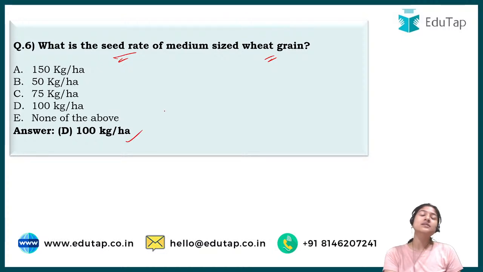This is the general condition when we are using the broadcasting method. At that time, 100 kg per hectare is needed. Broadcasting is the method in which you just scatter the seed in the field randomly.